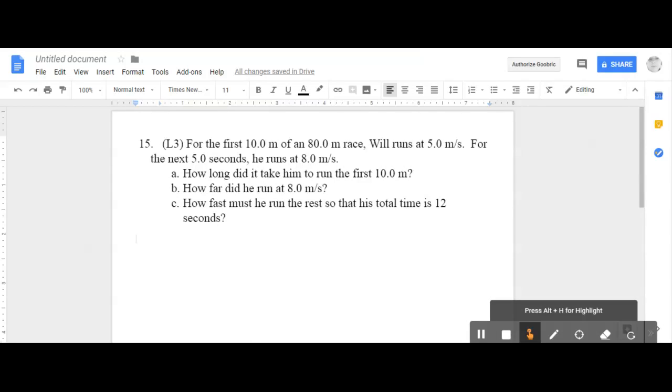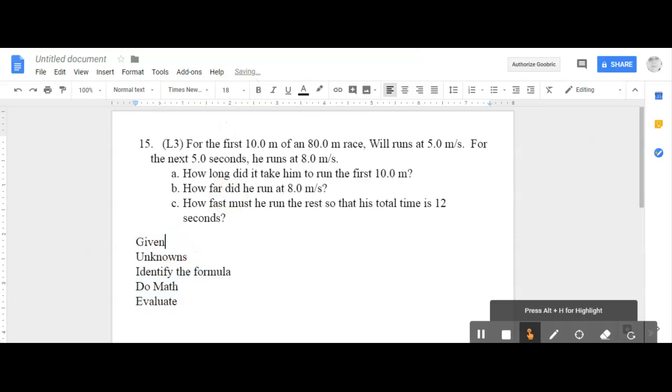Good morning. This lesson is about how to use GUIDE. Today we're just going to talk about the first part of GUIDE. GUIDE stands for givens, unknowns, identify the formula, do math, and evaluate. Today we're only talking about the givens.